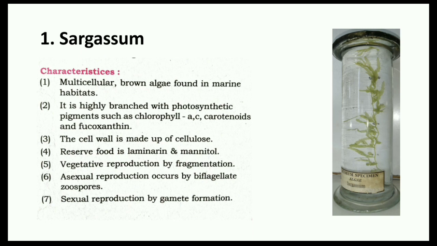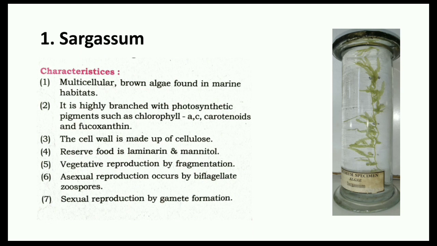Now, understand this: whenever we talk about reserve food, whether it be in plants or in animals, we are particularly talking about carbohydrates, okay, because we get energy from carbohydrates. So laminarin and mannitol both are carbohydrates, okay. Here Sargassum carries out vegetative propagation by fragmentation, as in, if you cut small fragments of this plant and spread it on soil, each fragment will give rise to a new plant. So this type of propagation is called fragmentation.